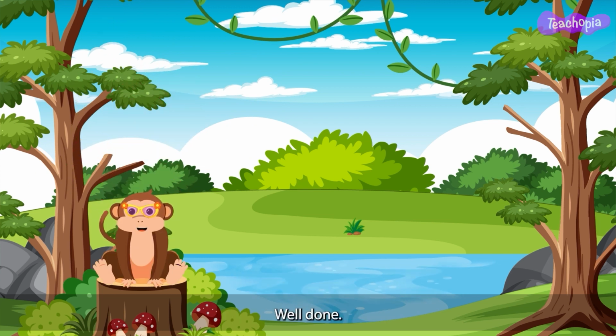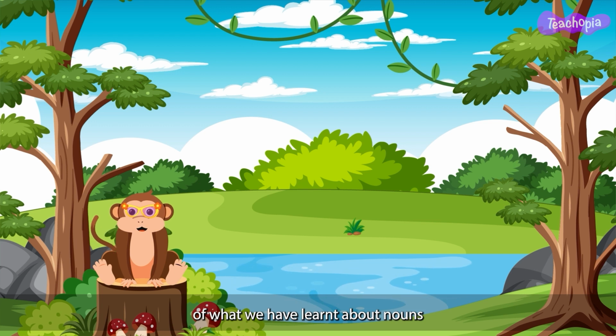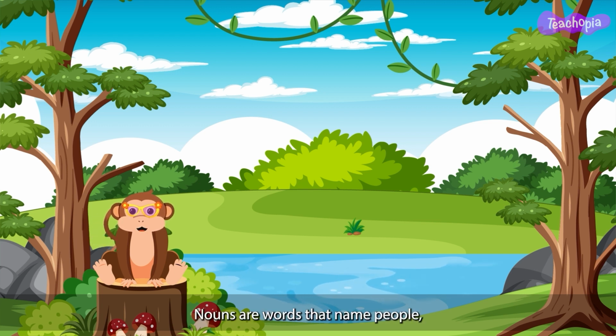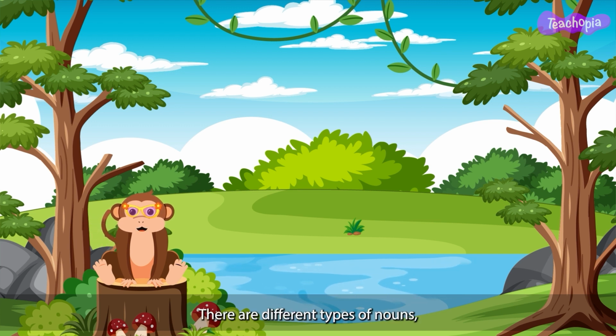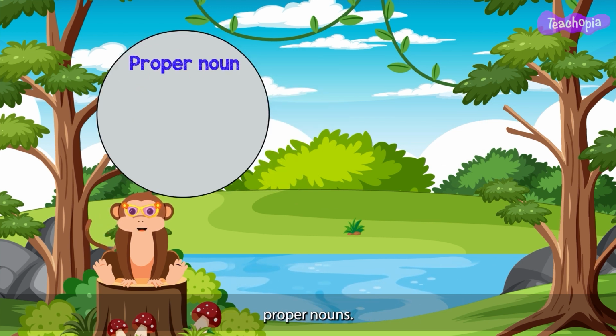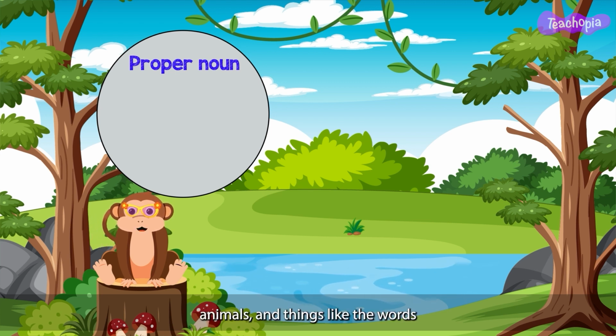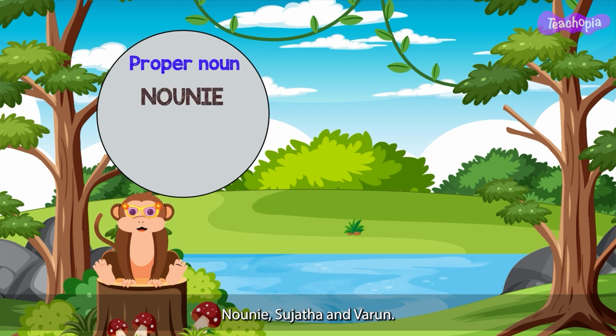Well done. Now let us do a quick recap of what we have learned about nouns today. Nouns are words that name people, places, things, and ideas. There are different types of nouns. Proper nouns, these are specific names of people, animals, and things, like the words Nauni, Sujata, and Varun.